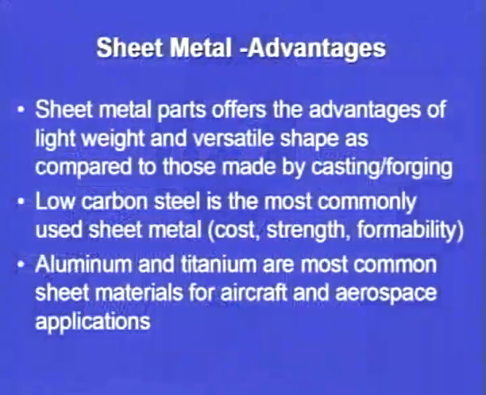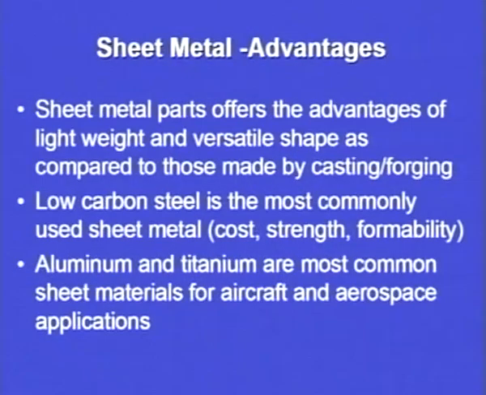Moreover, there are other materials that can easily be formed using sheet metal operations. What are these materials? These materials are aluminium and titanium. And what are the application areas of aluminium and titanium? Aluminium and titanium are the most common sheet materials for aircraft and aerospace applications. I have already said that aerospace applications require light weight. So, whenever lightweight applications come into the picture, sometimes we make parts out of sheet metal, and the materials that can be chosen for lightweight applications in the aerospace and aircraft industry are aluminium and titanium.